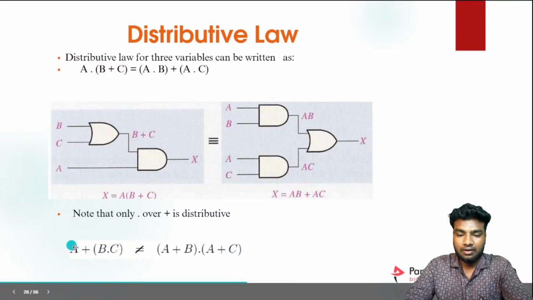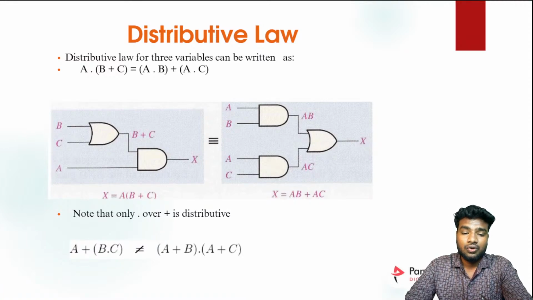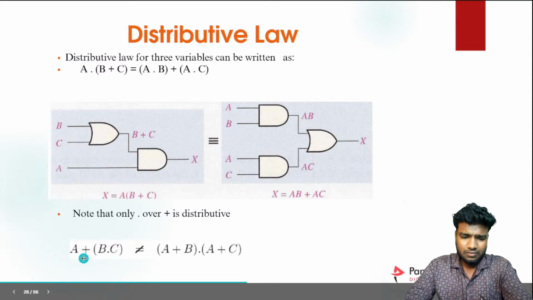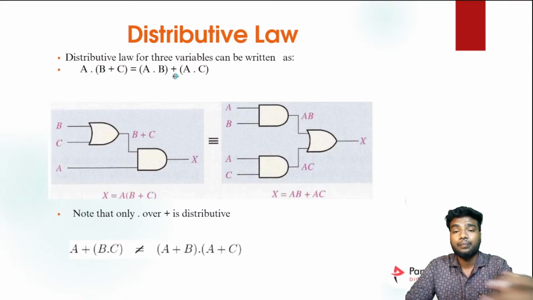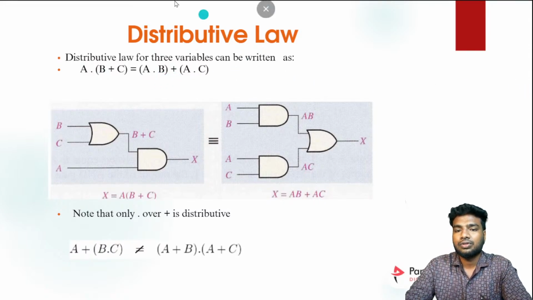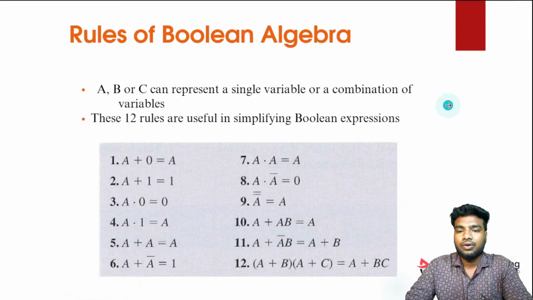So I'm saying this is not equal to it; that is not the way to write a correct equation. You just write a and b plus a and c. So this is the correct way of writing the distributive law. You just follow this rule: if you have a and of b plus c, you have to write a and b plus a and c. So this is the distributive law.